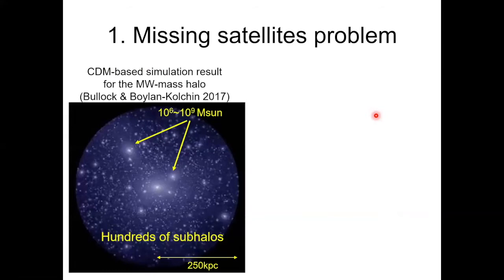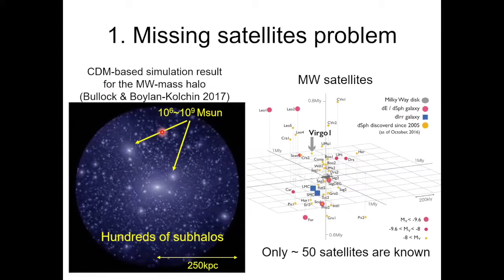Okay, so let me move on to the first topic, the missing satellite problem. As already introduced in lecture 1, numerical simulations based on dark matter theory predict hundreds of subhalos, like here. This is a distribution of dark matter particles in a Milky Way mass halo. Say the virial radius is 250 kiloparsecs or so, and there are a lot of small halos. These are so-called subhalos. The mass of each halo is from 10 to the 6 to 10 to the 9 solar masses.